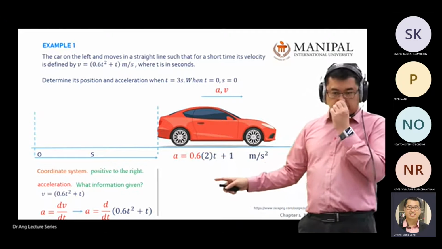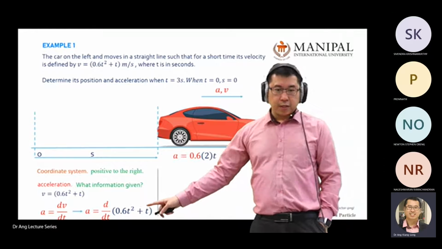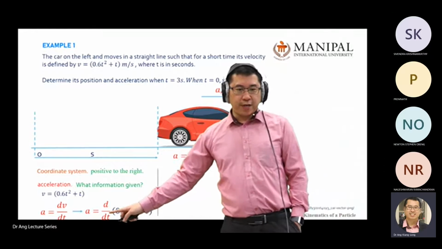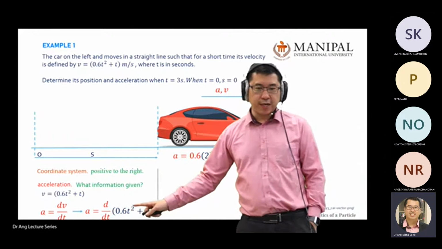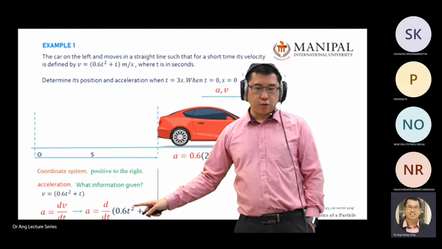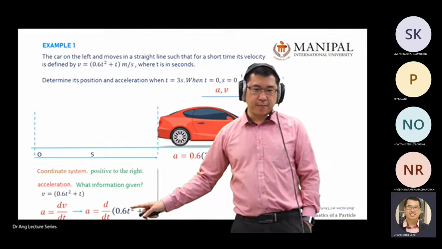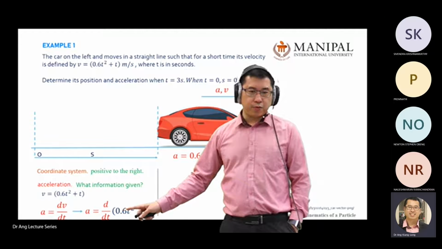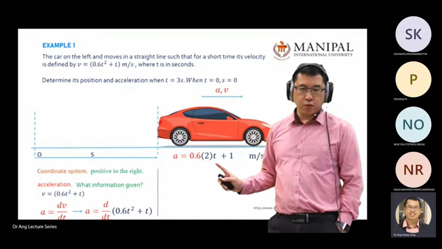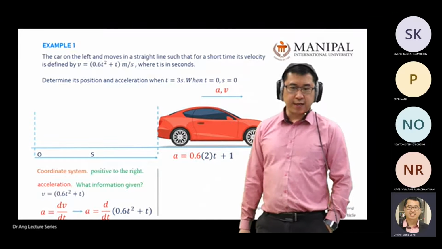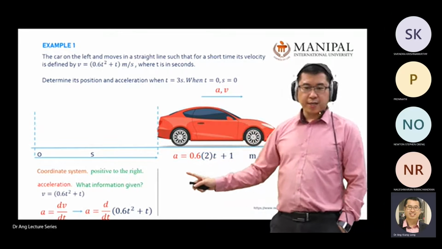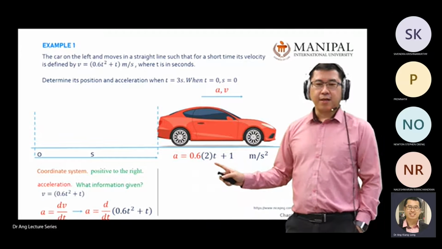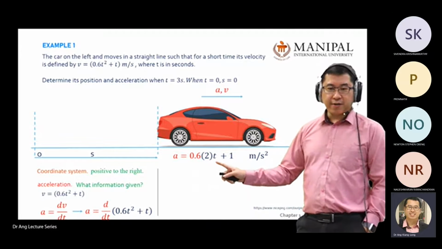So when you differentiate, 2 will pull to the front because 2 minus 1, 2 you pull to the front first, and then this one minus 1. So 2 times 1.6, you get 1.2 t plus 1. Okay, so 1.2 t plus 1. So this is just extra derivation steps for you.